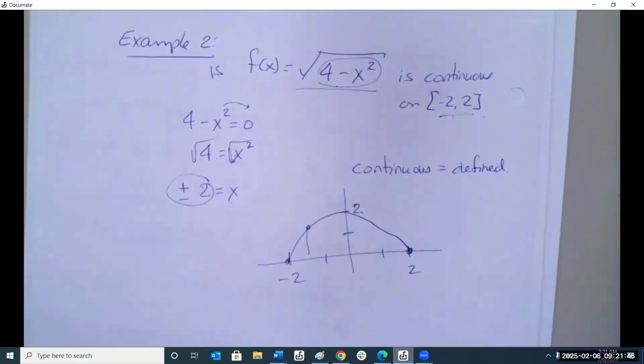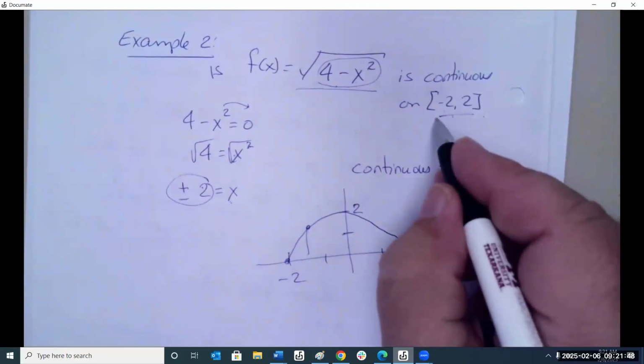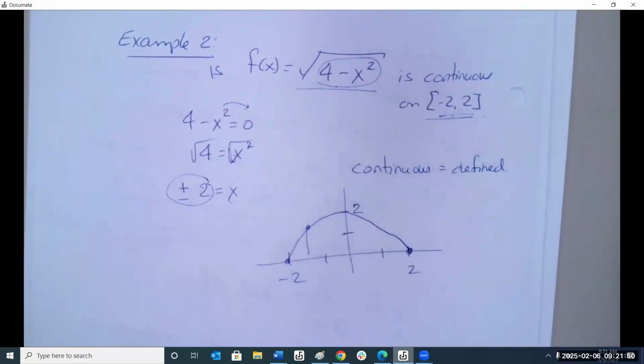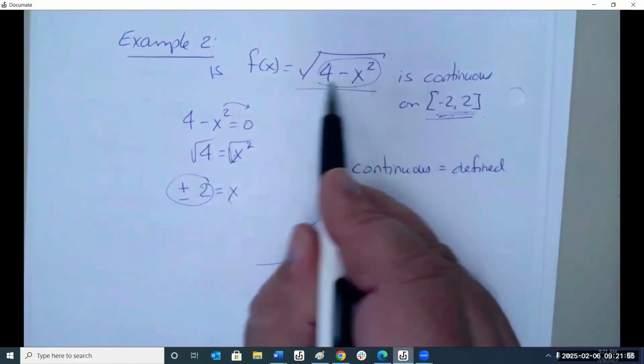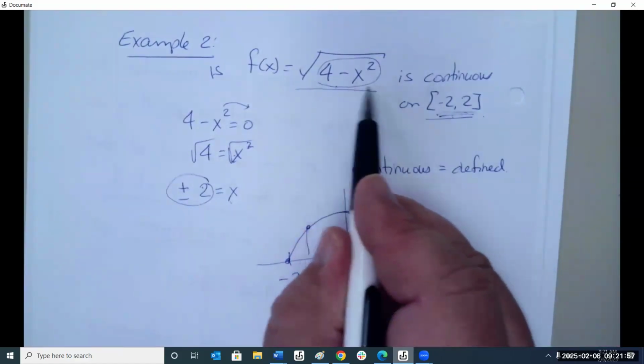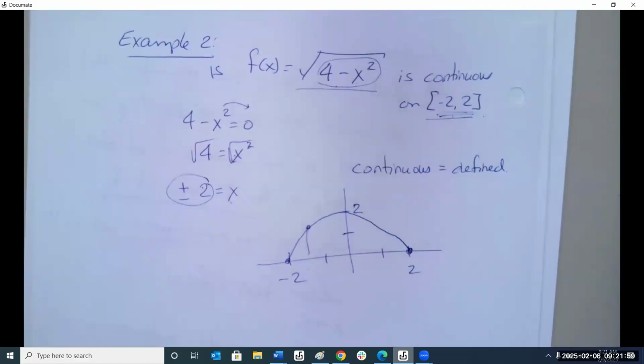So again, we can only use the values that are defined in the domain. And so then we look at, are there any values inside here that will make this one undefined? No. So therefore it's continuous at every point.